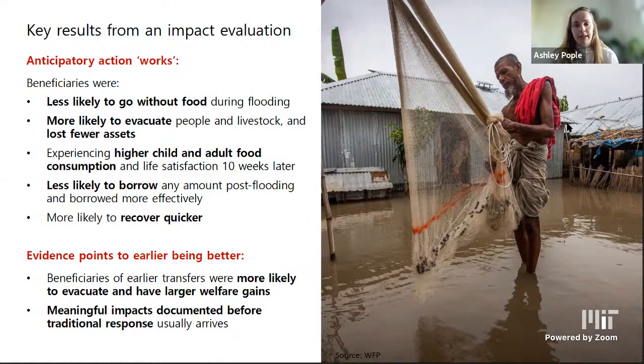We also found that speed mattered. So receiving the cash transfer 1 day earlier relative to the flood peak resulted in higher consumption even 3 months later. And all of these results were measured before a traditional response would typically arise, so for example, comparing to 2019 when the traditional response arrived 100 days after the flood peak.